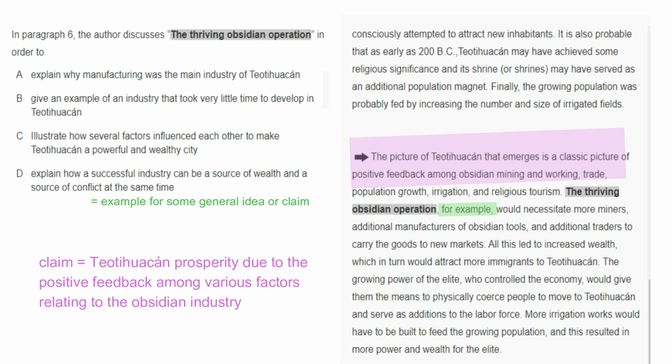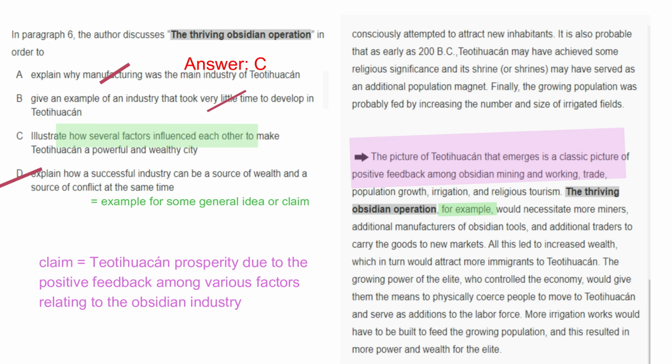Let's reevaluate the options. A. To explain why manufacturing was the main industry of Teotihuacan. Incorrect. B. To give an example of an industry that took very little time to develop in Teotihuacan. Incorrect. C. To illustrate how several factors influenced each other to make Teotihuacan a powerful and wealthy city. Correct. D. To explain how a successful industry can be a source of wealth and a source of conflict at the same time. Incorrect.